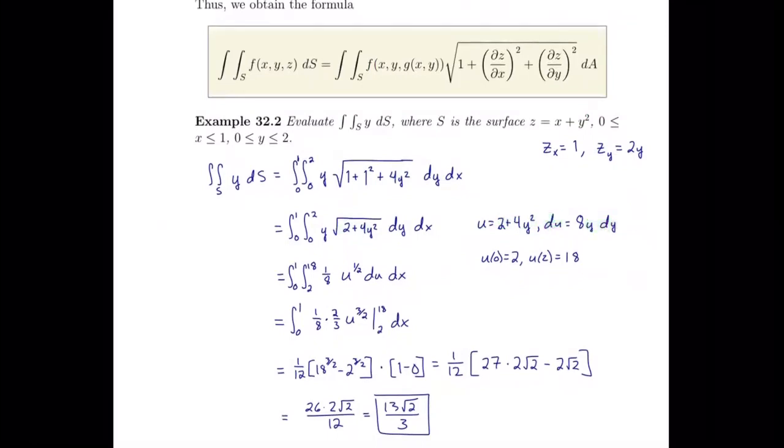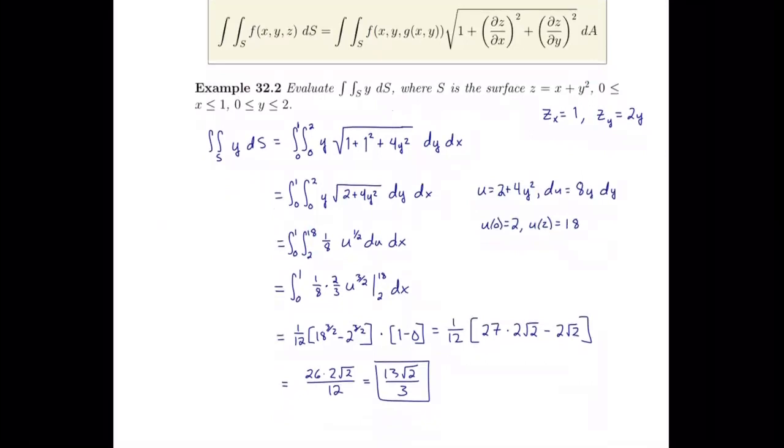And that's how this swaps out here, 1/8 du. And square root of u is given by this term. And our limits of integration, u at 0 is 2, u at 2 is 18. So we've changed that from 0 to 2 to be 2 to 18. From here, this is a straightforward integral. We've converted everything, including our limits of integration.